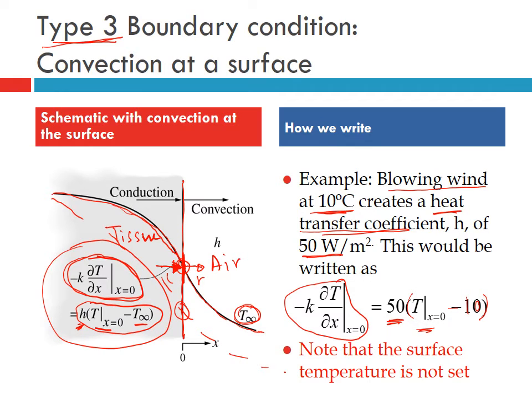So the surface temperature can change depending on T infinity. The surface temperature is not given to us. What is given is the T infinity. This is contrasting with type 1, where the surface temperature was given. Here the surface temperature is not. Surface temperature depends on the situation. Surface temperature depends on T infinity, for example, what is the boundary temperature? Surface temperature depends on what is the value of h. So this is different from type 1.